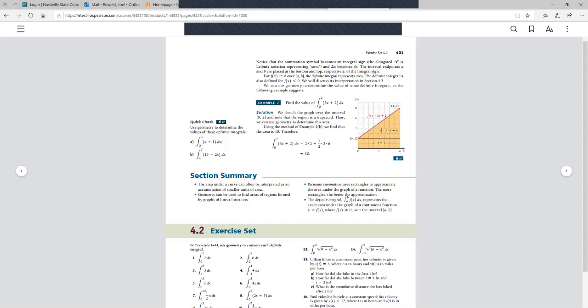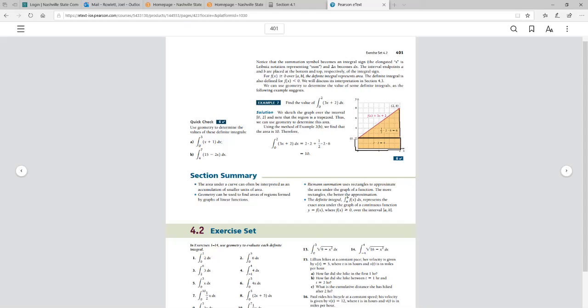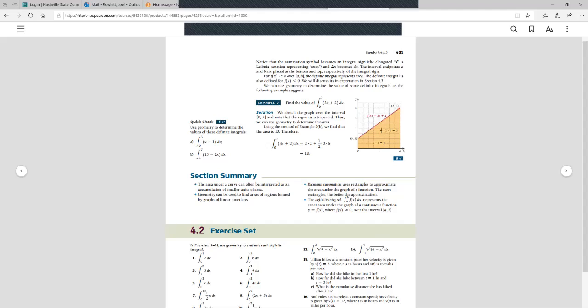Well, they chose to divide this into a rectangle and a triangle. And they just took the area of the rectangle, which is a 2 by 2, that's 4. Then they took the area of this triangle by doing 1/2 base times the height, and they got 10. In other words, they're still showing you the geometry behind the scenes.